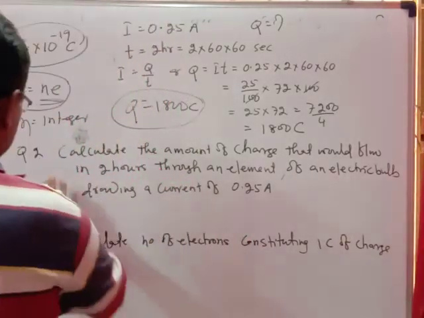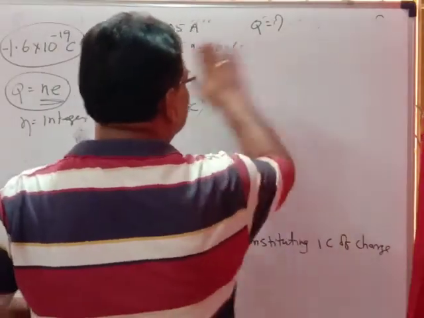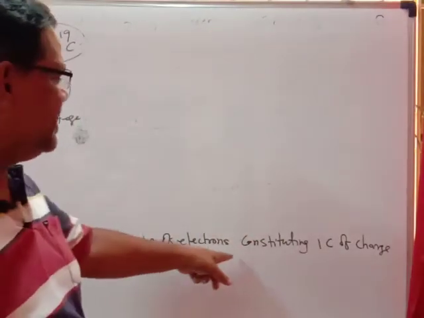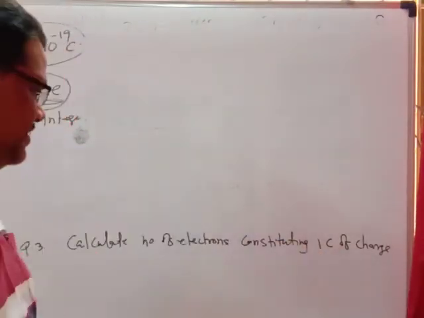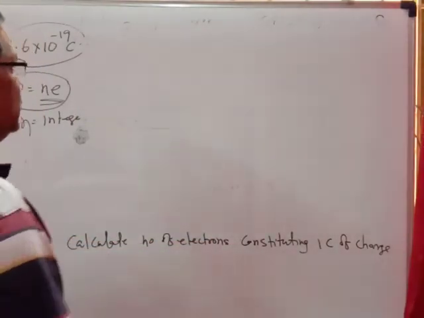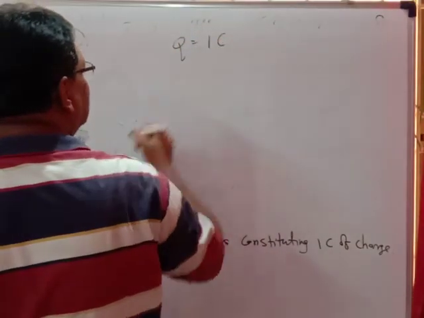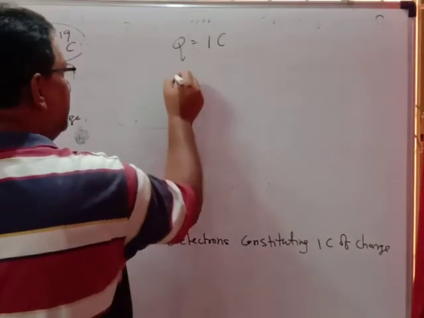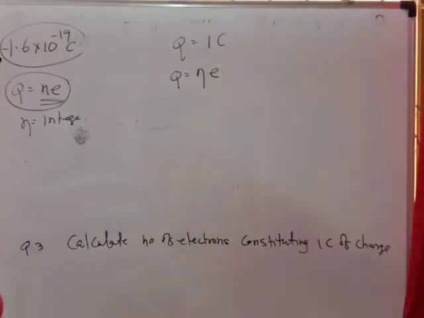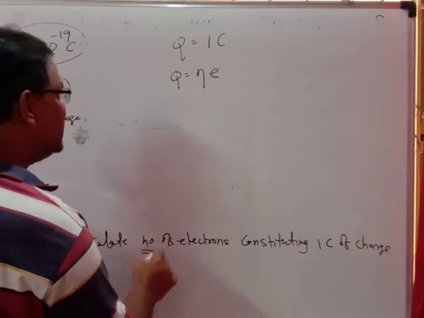So what is the question? Question number 3. Calculate the number of electrons constituting 1 coulomb of charge. So Q equals 1 coulomb, and you know that Q equals N into e. The question is asking us to calculate the number of electrons, so we are asking for N.